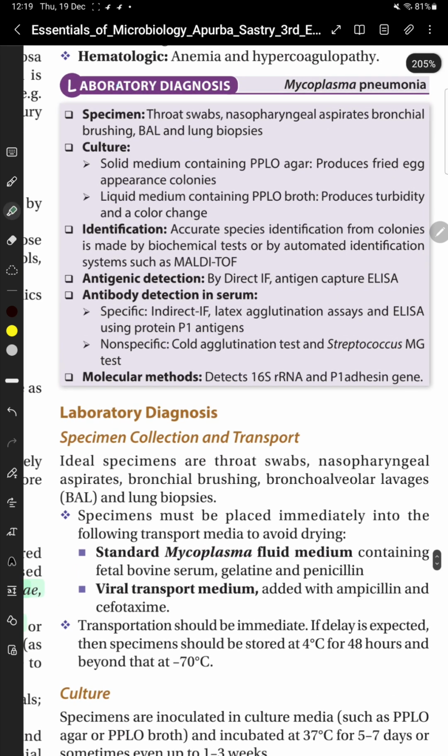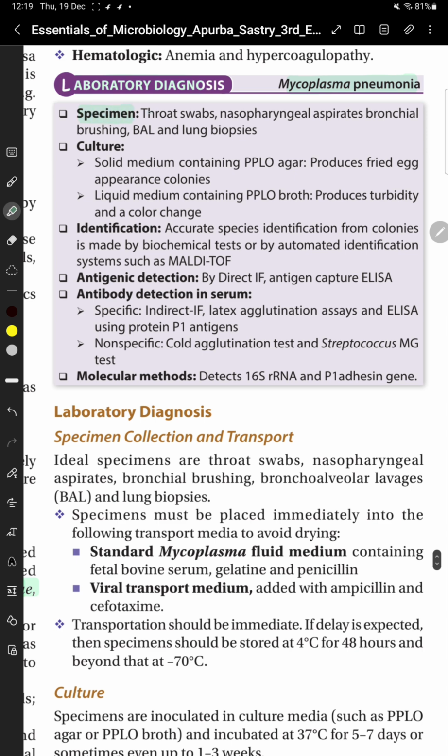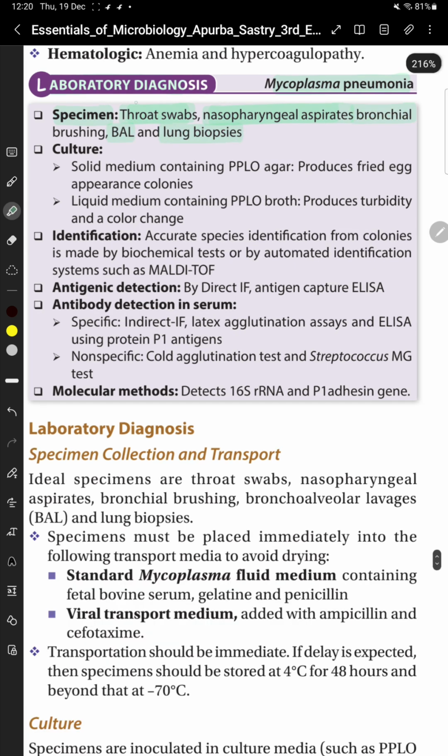The laboratory diagnosis of Mycoplasma pneumoniae. Specimens can be throat swabs, nasopharyngeal aspirates, bronchial brushing, BAL, and lung biopsies. So, throat swabs, nasopharyngeal aspirates, bronchial brushing, BAL, that is bronchoalveolar lavage, and lung biopsies are the specimens in case of Mycoplasma pneumoniae.